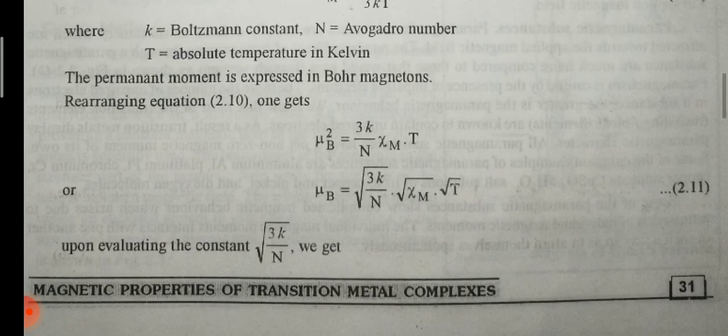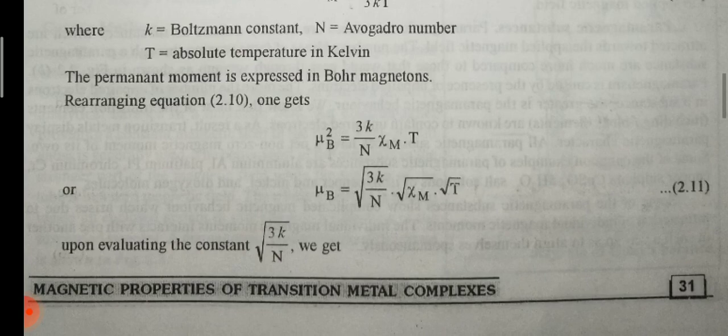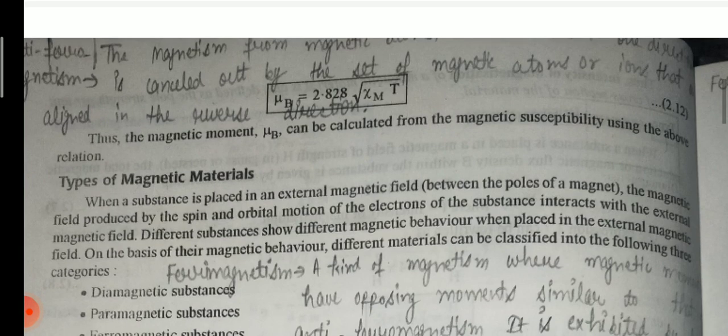Mu b square is equal to 3k upon N times molar magnetic susceptibility times T. Mu b is equal to under root 3k by N times under root chi m times under root T. Upon evaluating the constant, we get mu b is equal to 2.828 under root of chi m T. Thus, the magnetic moment can be calculated from the magnetic susceptibility using the above relation.